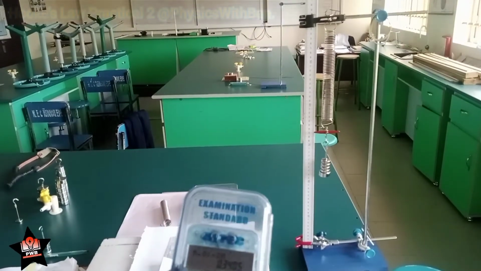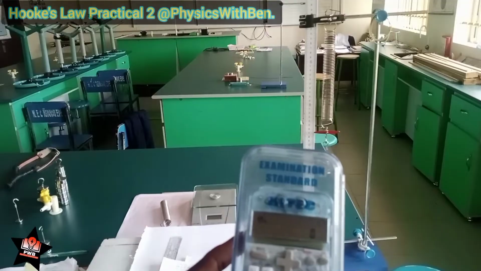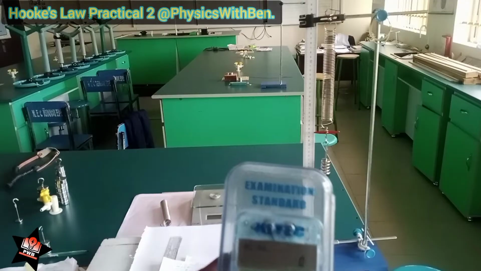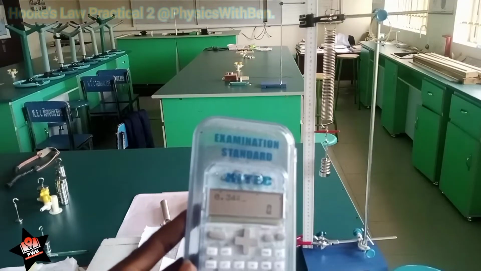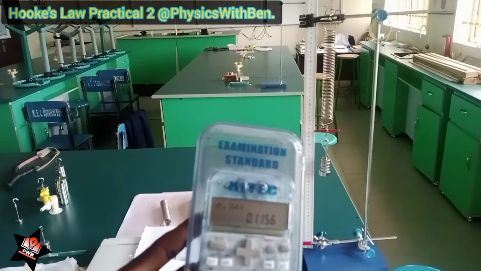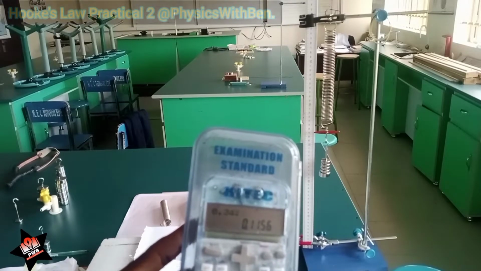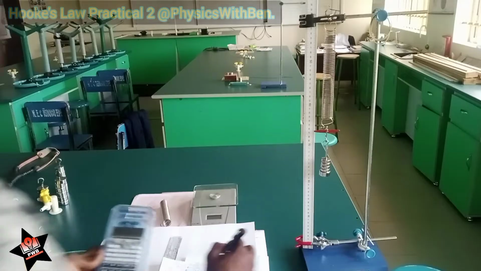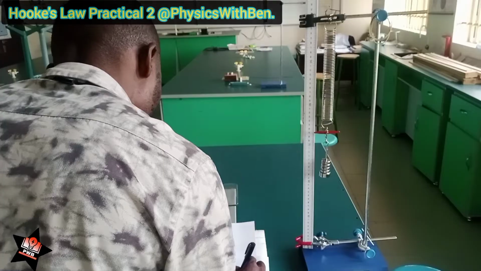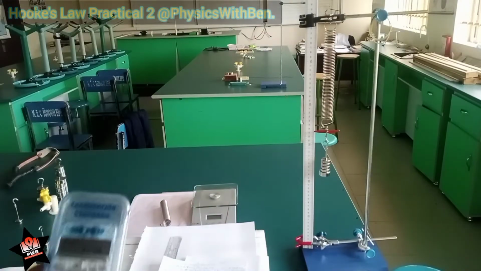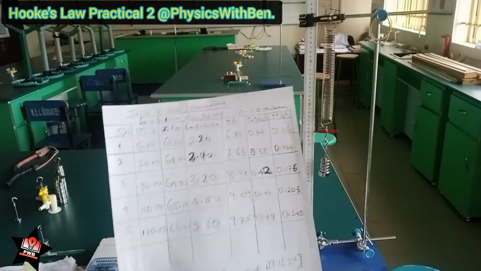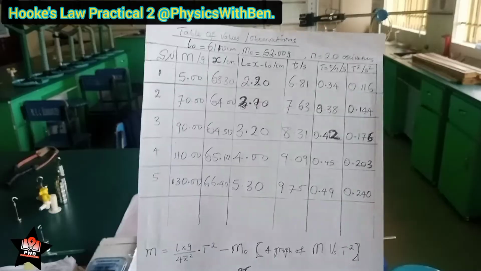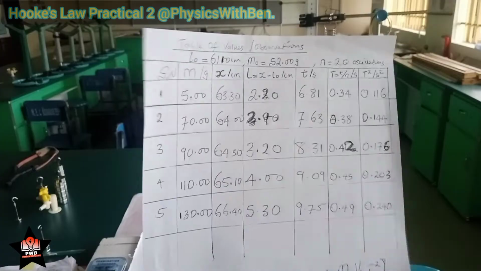So the T squared becomes 0.34 squared. That becomes 0.1156, so I record 0.116 to 3 dp. 0.116. So I'm done with my table of values. I hope yours also look like mine.